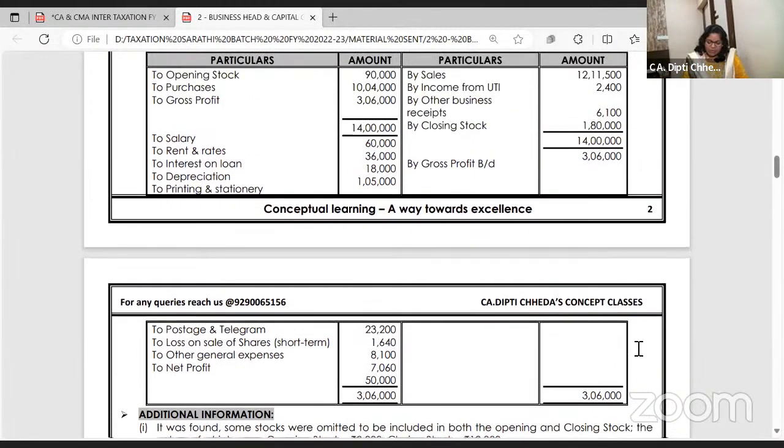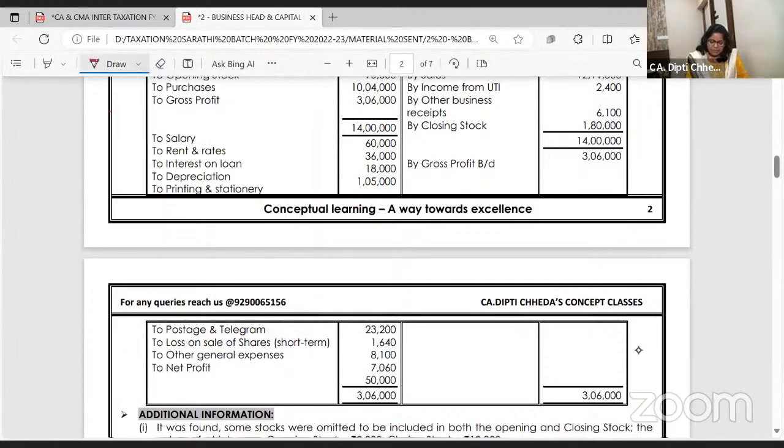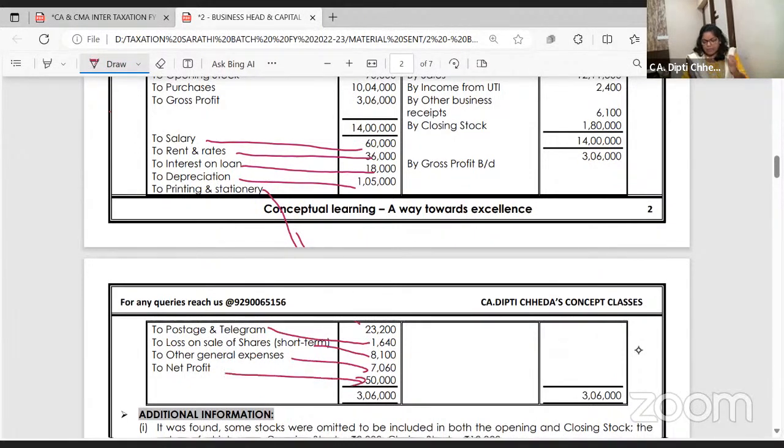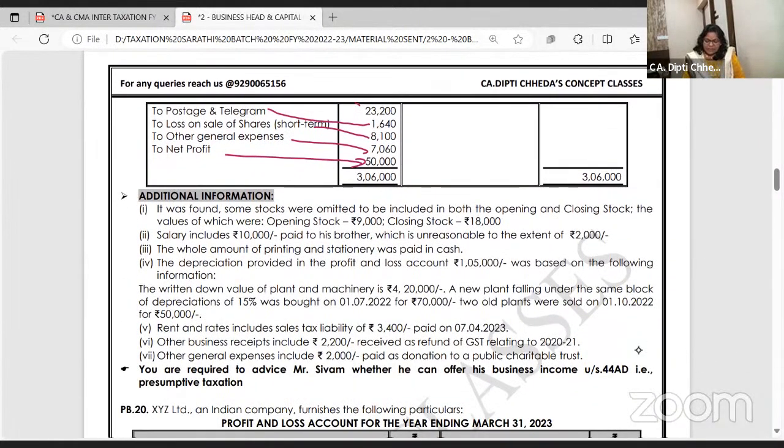By mistake this has gone up actually. 1 second, dear students. Like salary, rent, by mistake these went up a step. Okay, no problem. Chalo, we'll take care. And some adjustments are there. It was found some stocks were omitted, salary was paid unreasonable, and this and WDV and all. You are required to advise Mr. Shivam whether he can go for 44 AD.